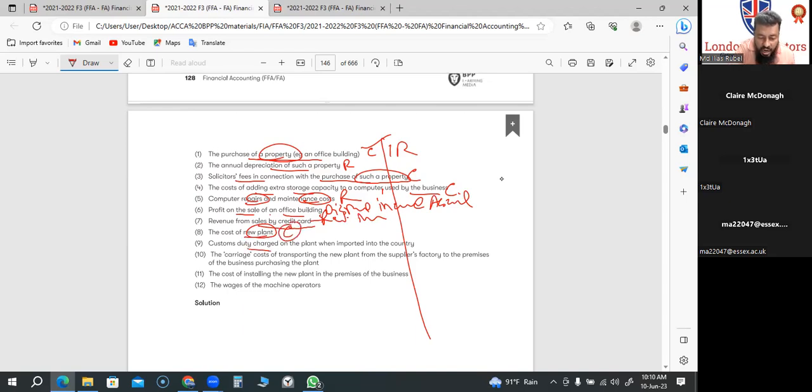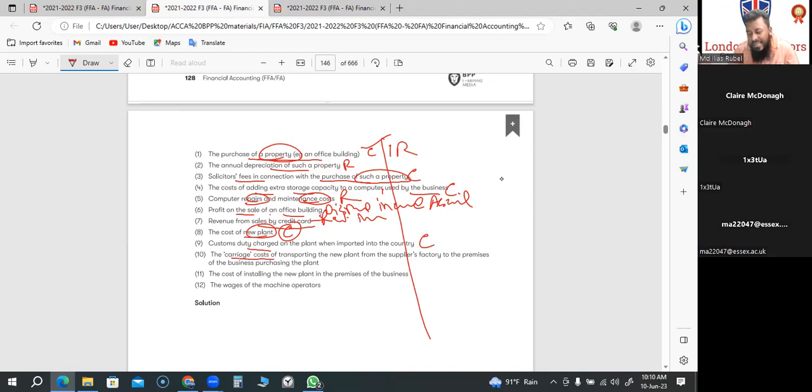Customs duty charged on the plant when imported into the country. Interesting one, isn't it? People are already saying it's a capital expenditure. Yes, that is charged to your non-current asset. Customs duty, you can't get rid of it. You can't get it back from anyone else. So you import it, and that's the cost of your asset.